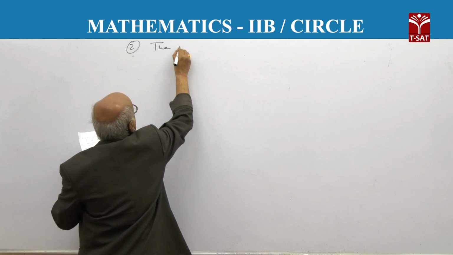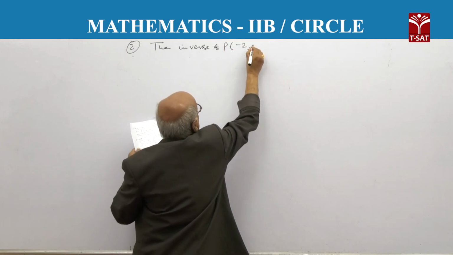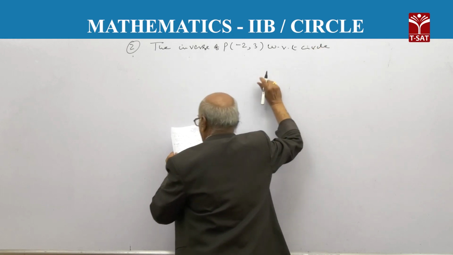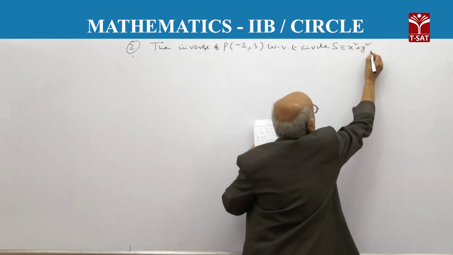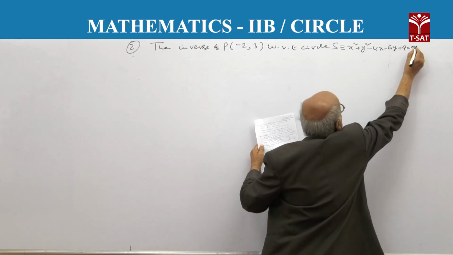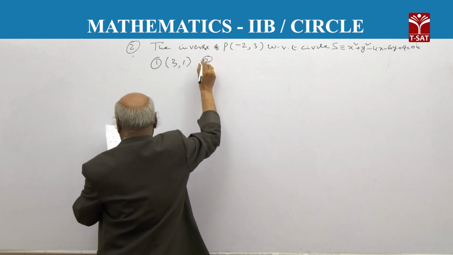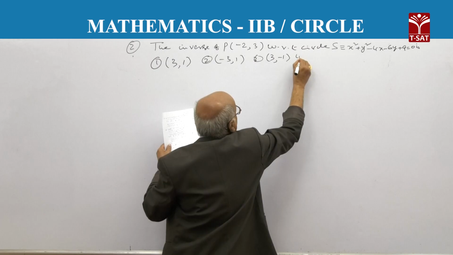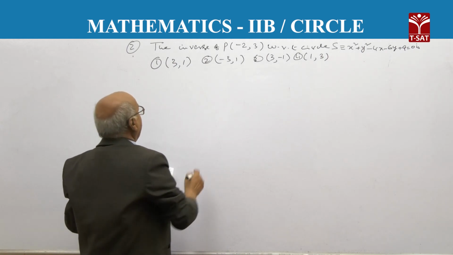The inverse of P(−2, 3) with respect to the circle S = x² + y² − 4x − 6y + 9 = 0 is: options 1) (1, 3), 2) (−3, 1), 3) (3, −1), and 4) (1, 3) itself. Right.